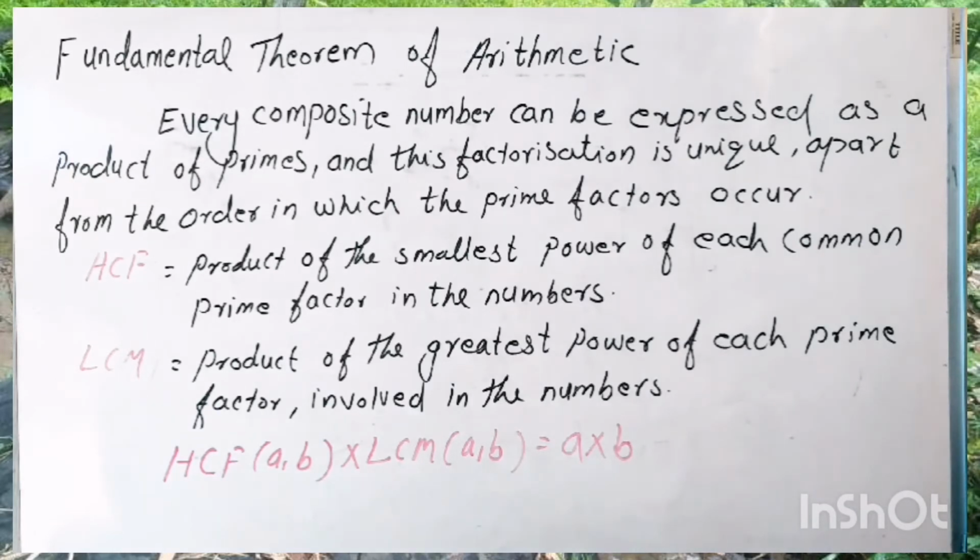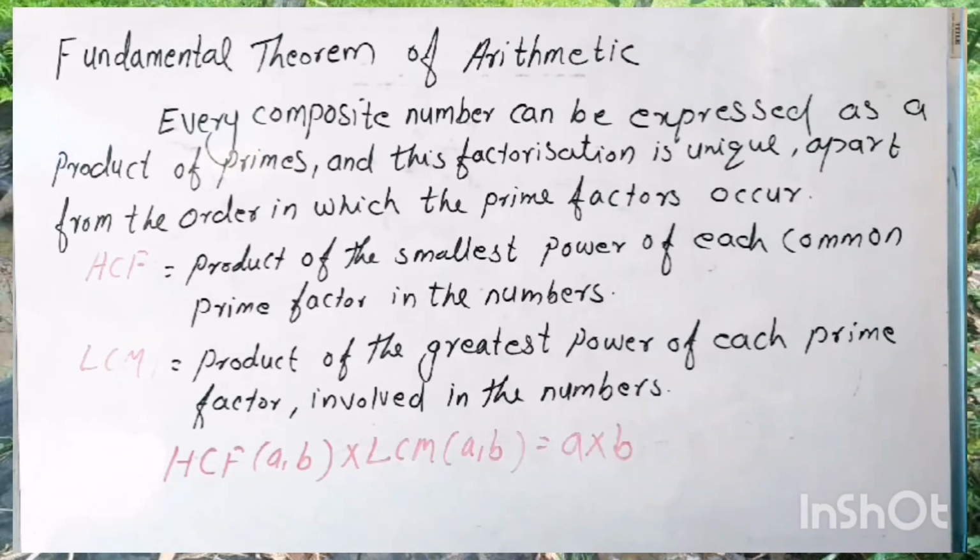So the fundamental theorem of arithmetic means we can express every composite number as a product of prime numbers, and this factorization is unique apart from the order in which the prime factors occur. The order in which the prime factors occur is not important, and this factorization is unique. Every composite number we can express as a product of prime numbers, and that expression is called a prime factorization.